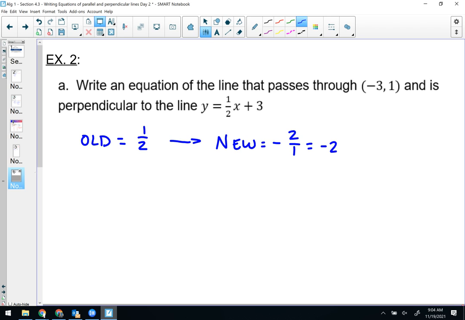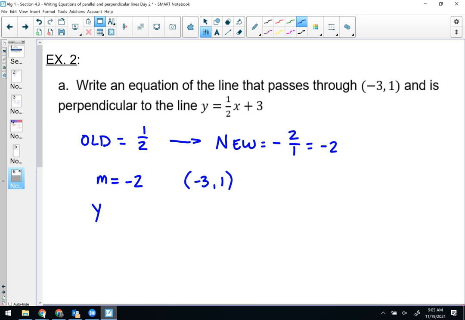Because I took 1 over 2, I flipped it to get 2 over 1. And 1's positive, so this new one has to be negative: -2 over 1, which just reduces down into -2. So now our slope is -2 and our coordinate is (-3, 1). And this becomes like a problem that we could have done the past 4 days now. Given a point and a slope, let's make our line.